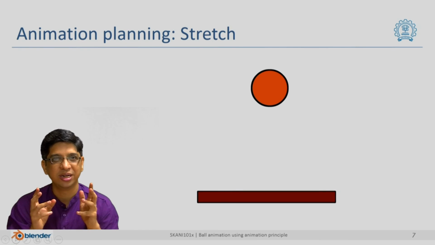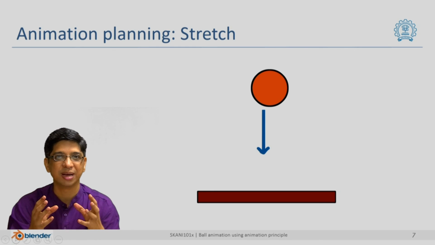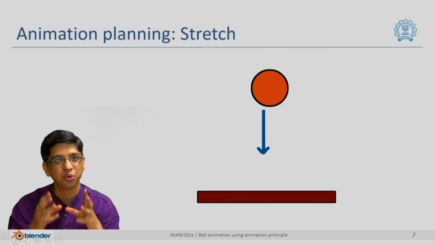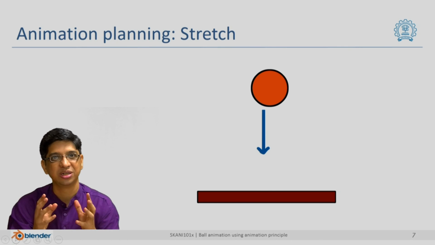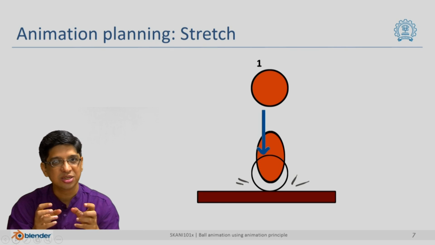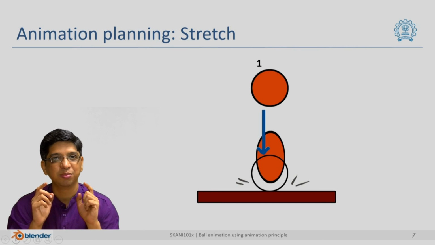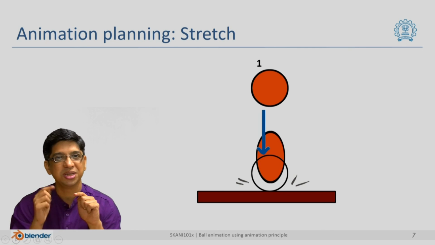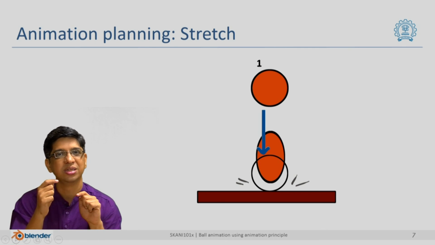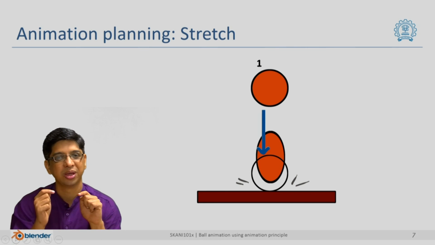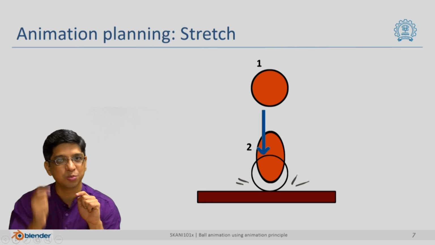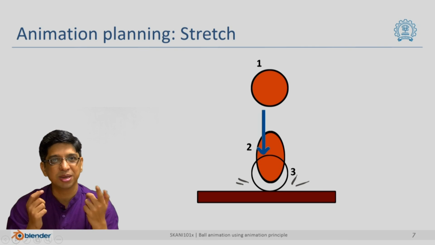We have the ball and the surface. The ball is coming downwards and hitting the ground. When it is coming downwards, there is a force applied to it, which has to be shown by adding a stretch to the ball. This, you will agree, should not be at the point where it hits the ground. It has to be just before that. Therefore, this position is shown just before that, which is the second key position in this motion. The third key position remains the same, where the ball hits the ground.